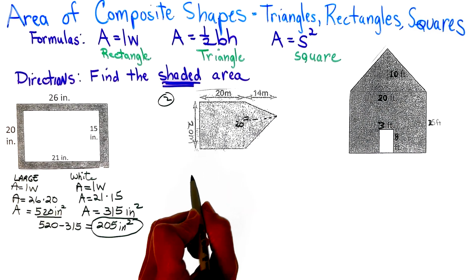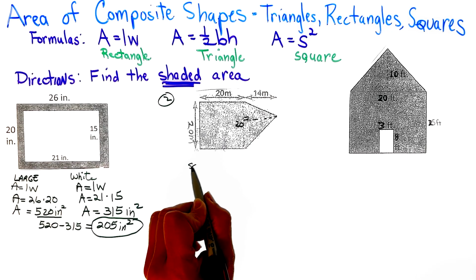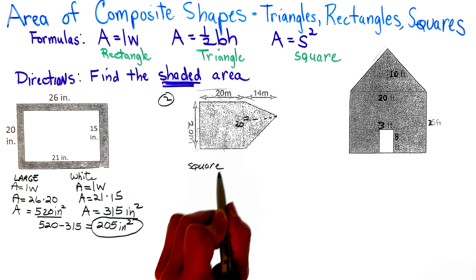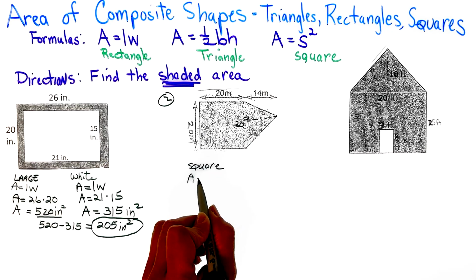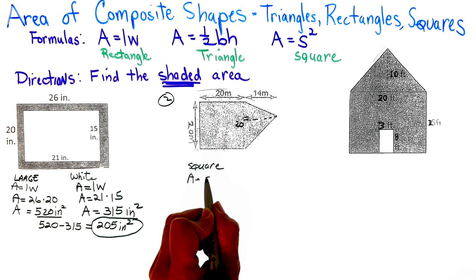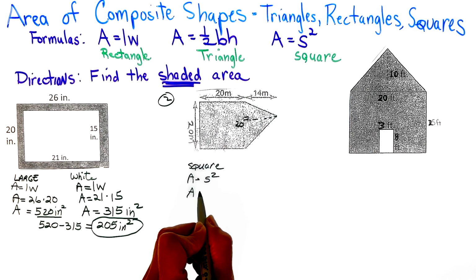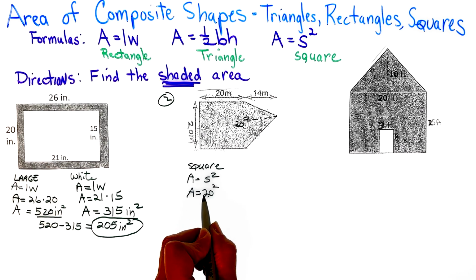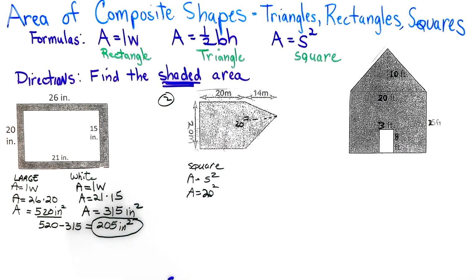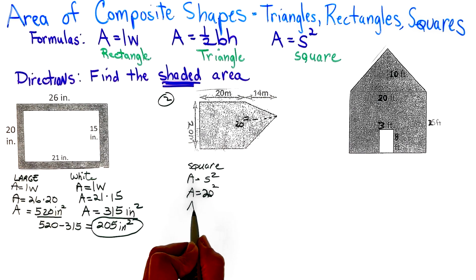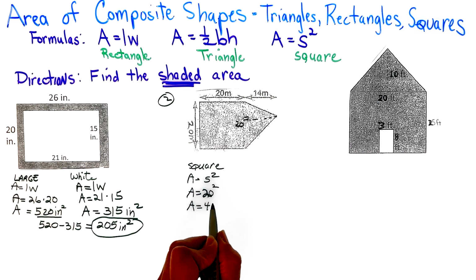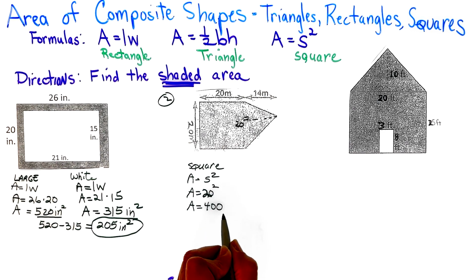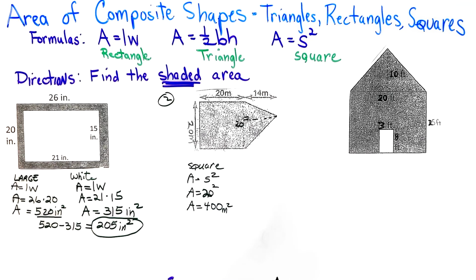So let's start with the area for the square. And again, we could use length times width, but I'm going to use side squared. And area is going to be 20 squared. And remember, 20 squared is like saying 20 times 20. Well, we know that that is going to be 400. And again, that's meters squared.